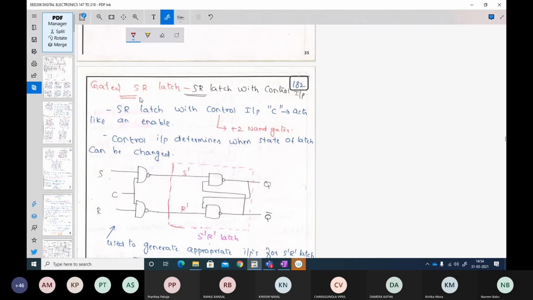So we had a gated SR latch. You had an SR latch, but with a control input also. So you are having a control input. Now what will happen is, assume that this control input is always 1. So whatever may be the input here, it will be complemented and it will be available to your S bar R bar latch.